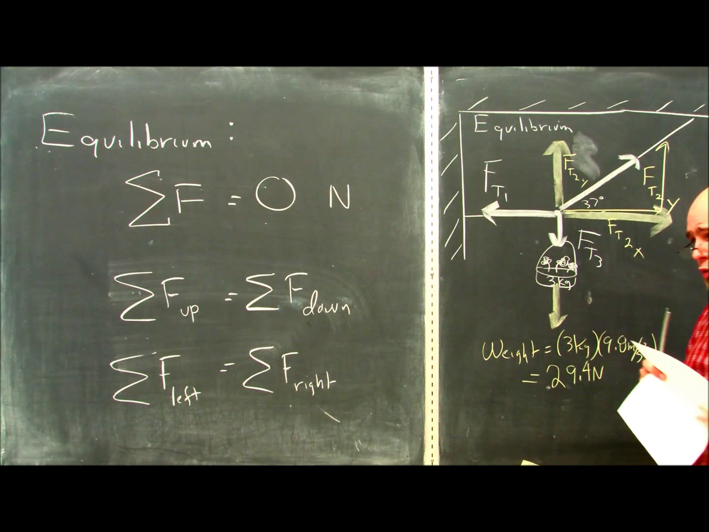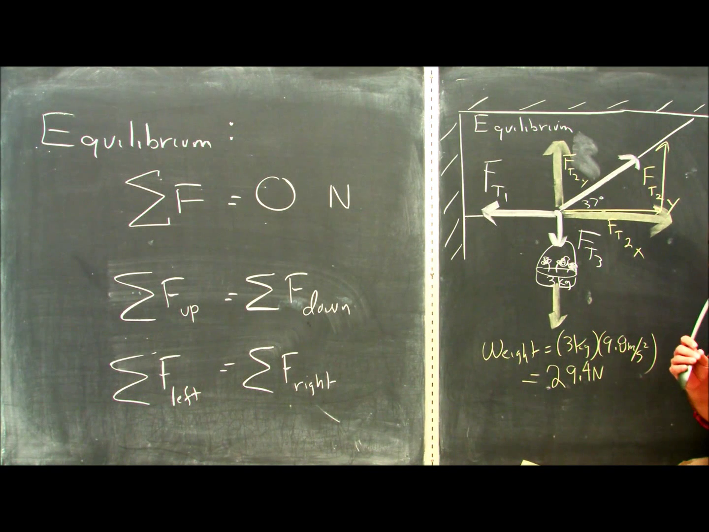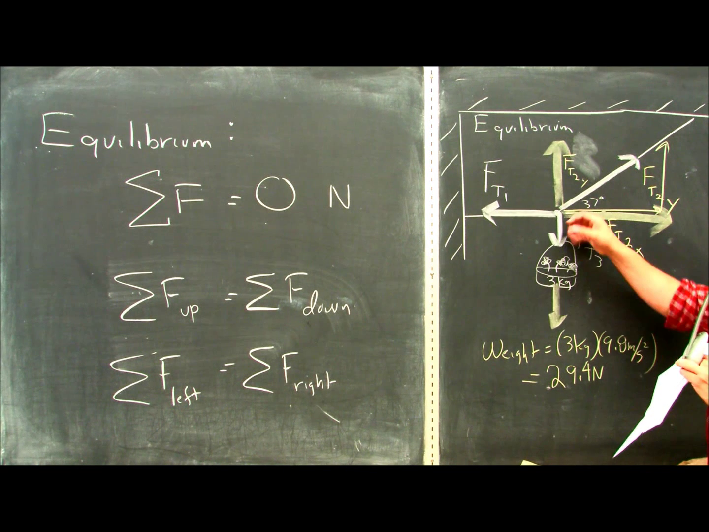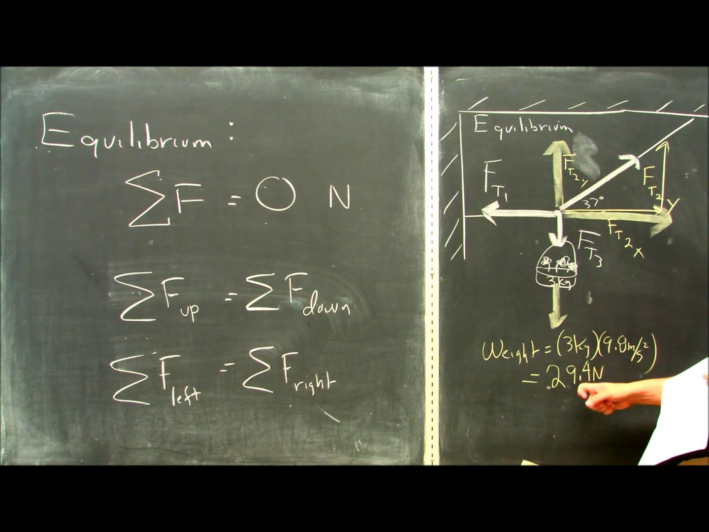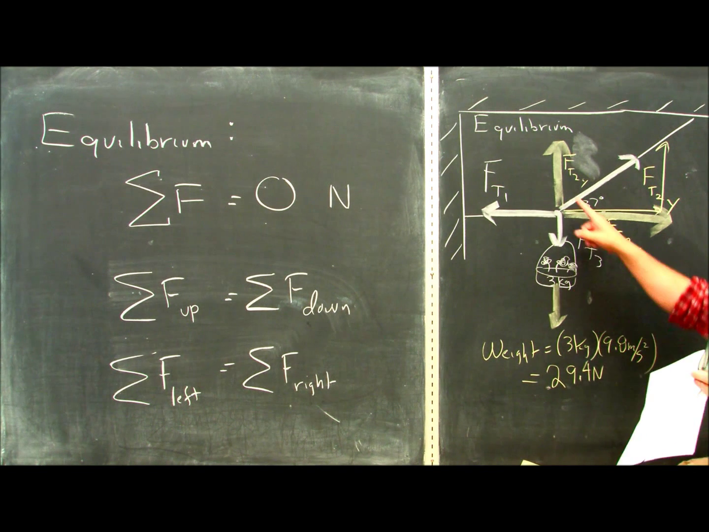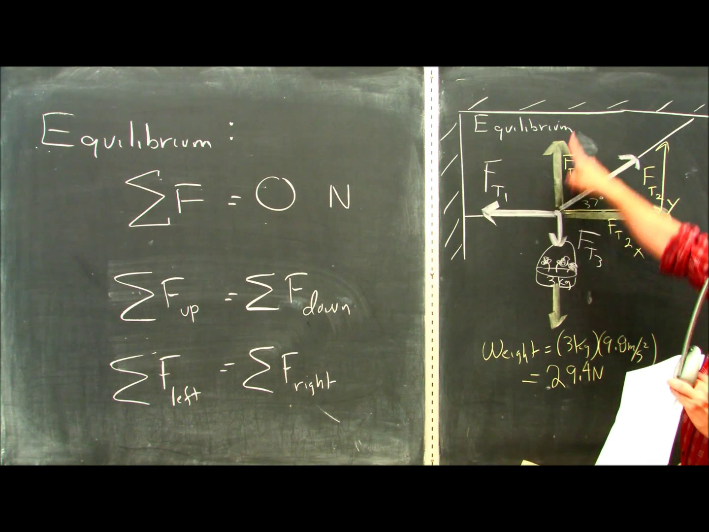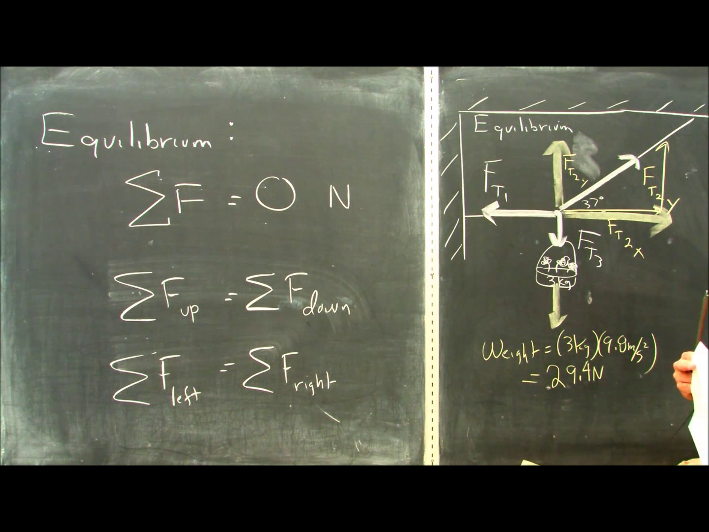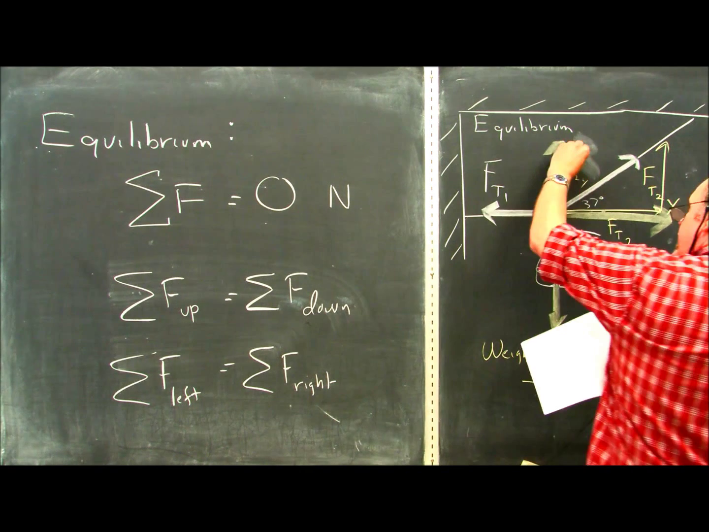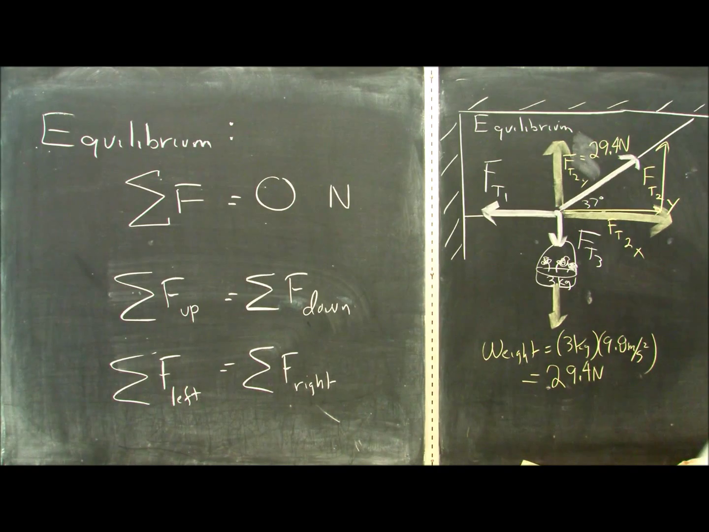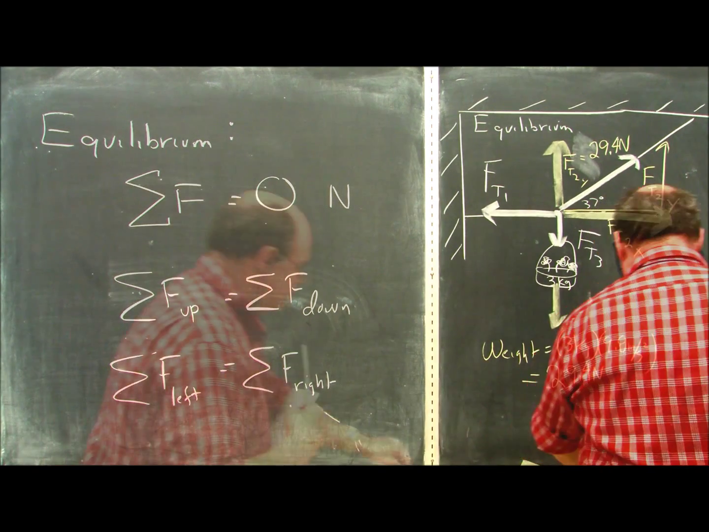So 29.4 newtons is the force going down. So this particular knot has a force pulling it straight down of 29.4 newtons. If that's the case, there must be a force here pulling this thing straight up. So we have a force pulling this thing straight up with the same number, 29.4. So this one right here is 29.4 newtons.